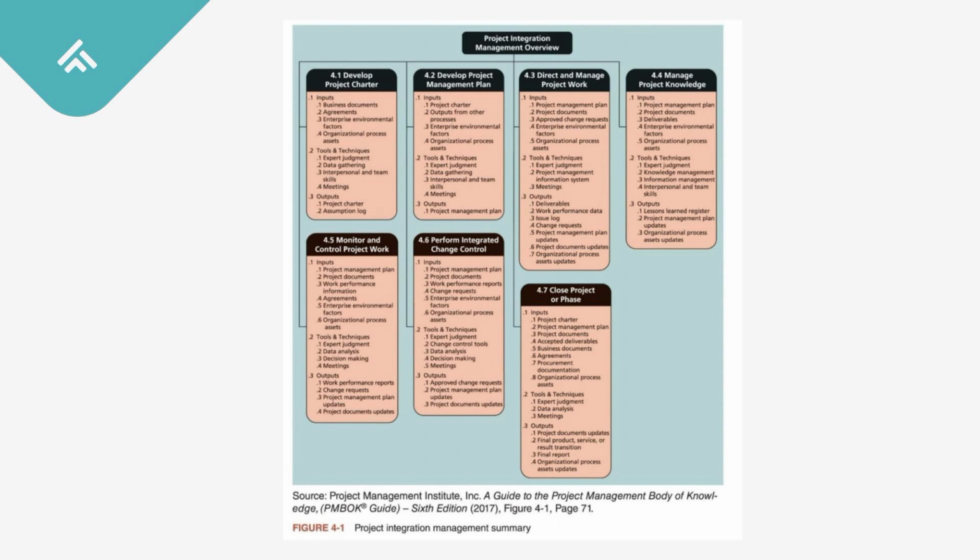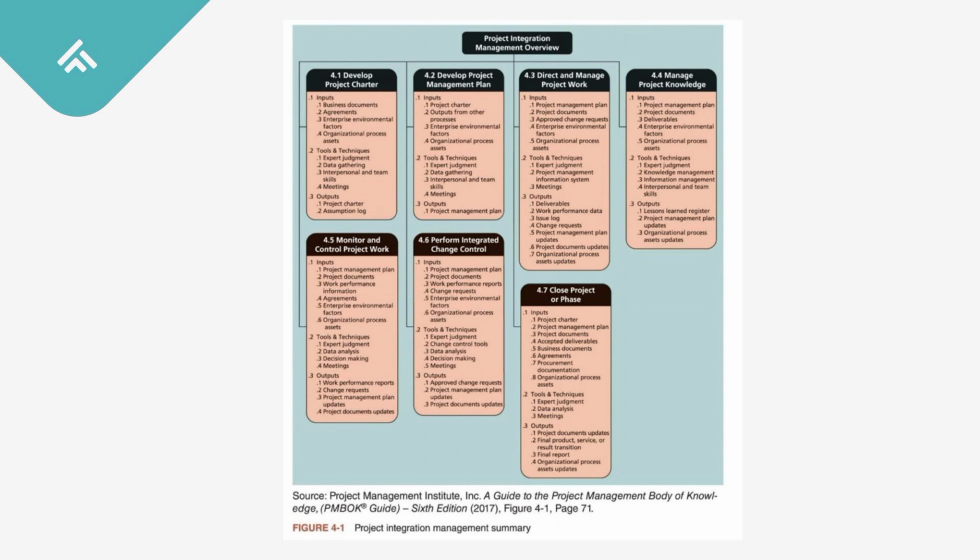And the sixth, perform integrated change control. Purpose: evaluate and approve or reject changes. Inputs: change requests, project plans, and performance reports. And the tools: expert judgment and decision making. And the outputs: approved changes and updated plans. Example: a client requests new features. The change control board decides whether to accept them.